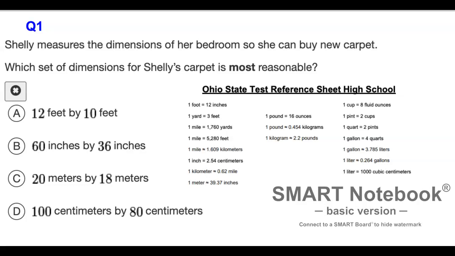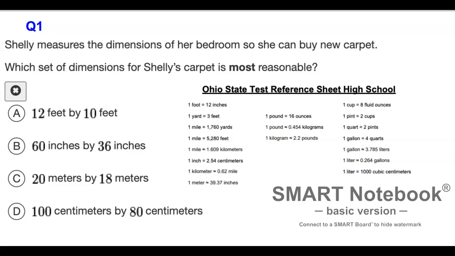So we're thinking about a room. She's trying to carpet her room. As we look at our choices, we want to keep that in mind. We're trying to find the choice that is most reasonable, the one that would make the most sense thinking about the size of a bedroom.